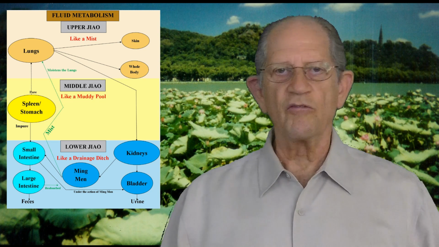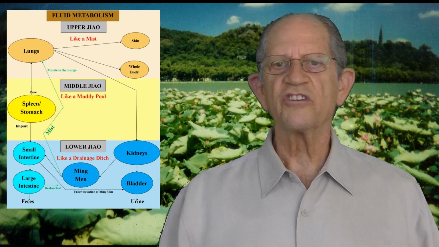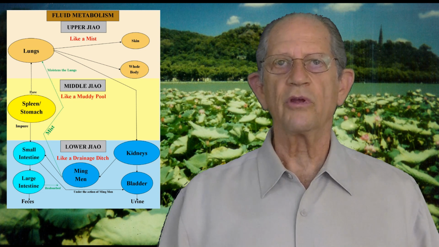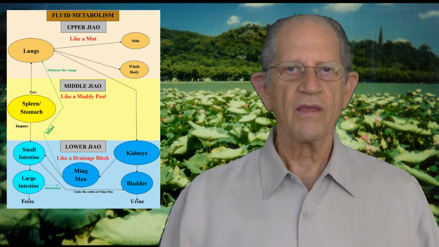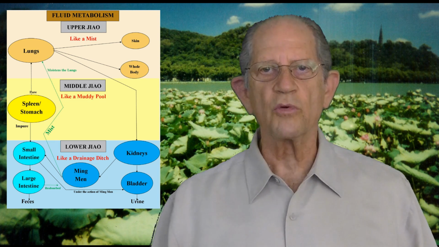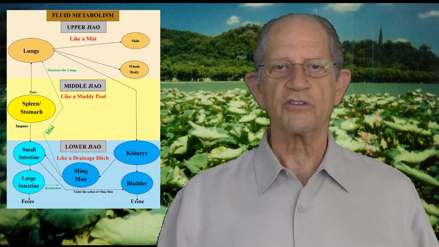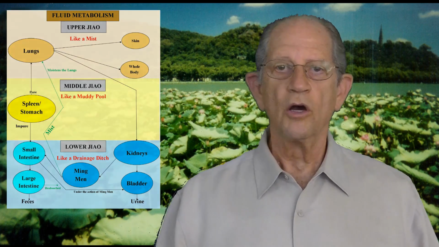Here is a schematic of body fluid metabolism. We will be using this chart when we discuss the organs' relationships to body fluids. There are thin fluids called jins, such as tears and sweat, which moisten and cool. And there are thick fluids like spinal or synovial fluid called ya, which lubricate. In our next video, we will be discussing the kidneys and how they transform congenital chi.